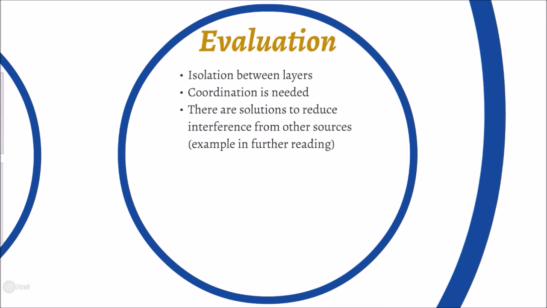There are also other solutions to reduce interference from other sources. For example, there is research about a Zigbee network that has interference from Wi-Fi networks, but to counter that, they add a bigger header and stuff like that to reduce the interference. The example of the paper can be found in further reading, and is interesting, and you should take a look if you want. Now, to move on to the conclusions.